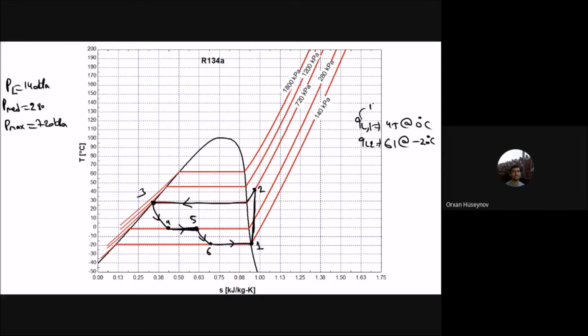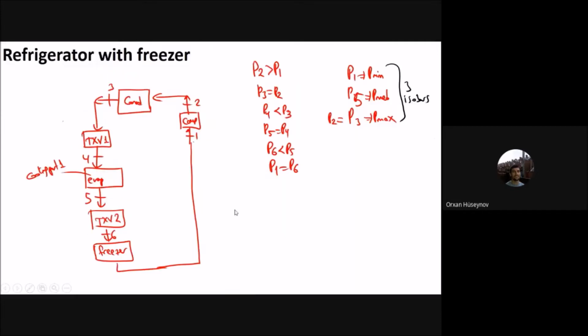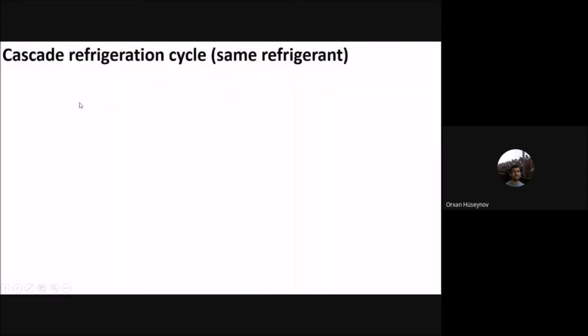This one is the refrigerator, and this one is the freezer. Okay. Good. And one more refrigeration cycle is the intercooled cycle here. For the intercooled cycle, we are using intercooling between 2 refrigerants, between 2 compressors. Okay, now let's see that one.